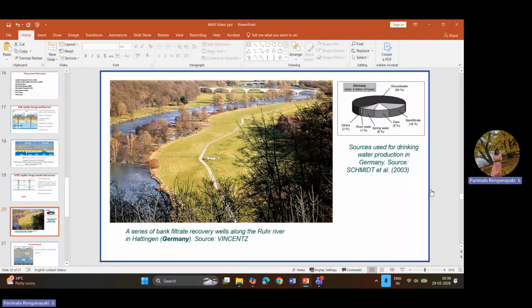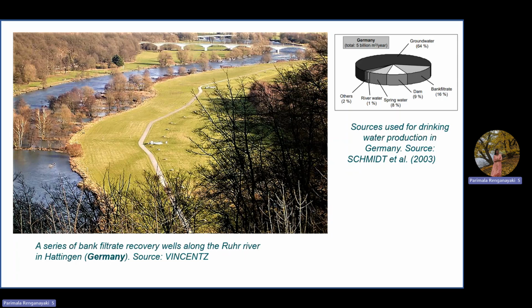This kind of recharge structure is widely practiced in Germany, where even 100 years ago they were using riverbank filtration for their water supply. If you see here, Germany uses a total of 5 billion cubic meters per year of water, almost 60 percent of which is groundwater. Bank filtrate water is 16 percent of the sources used for drinking water. In Germany, 60 percent of water is from the river water.